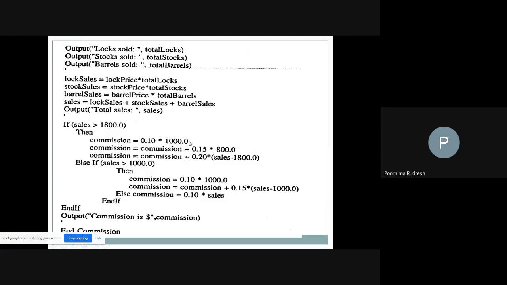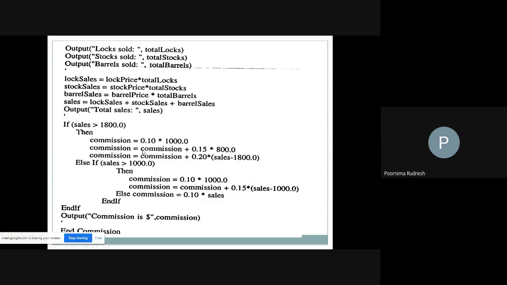For the first $1,000, 10% commission is given. For the next $800, 15% commission is given. And for above 1,800, that is sales minus 1,800, for how many remaining dollars? For the remaining $200, 20% commission is given.